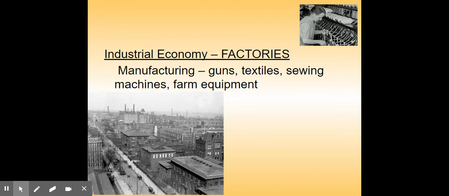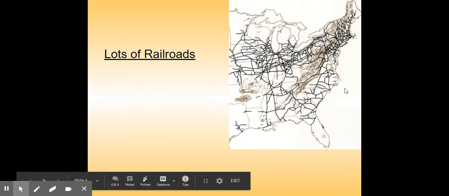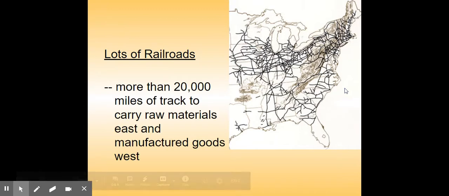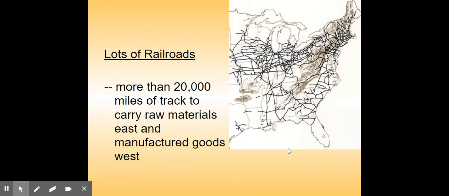The other thing that the North is known for is railroads. You can see right here in the North, you see more of them than you do in the South. There are lots of railroads in the North. About 20,000 miles of track carry raw materials east and manufactured goods west. You can see in this map that there are a few railroads down here in the South, which is surprising because we're in Salem, close to Roanoke. Roanoke has a booming railroad economy, but it is still nothing like the railroads we see up in the North. Twenty thousand miles of track.